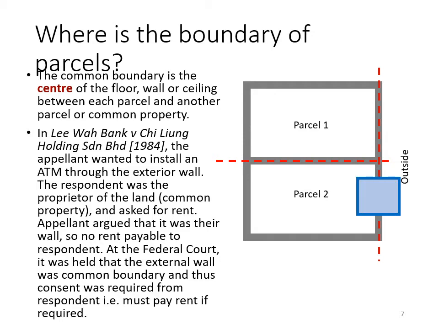But the point is, the court decided that whatever is located in the boundary, in the common property shared by owners, you cannot simply assume that it's yours. You have to obtain consent from the other parties, the other owners. In this case, it means that the common wall is owned by both appellant and respondent. So the appellant needs the consent of the respondent.